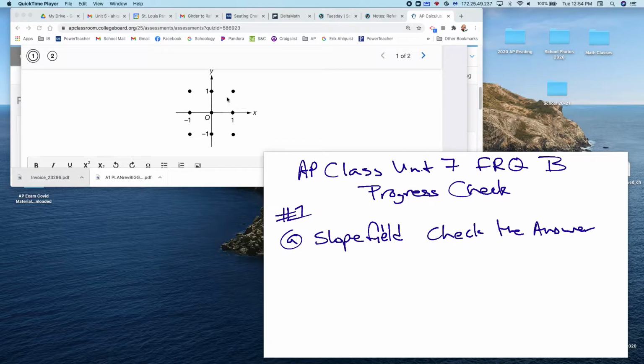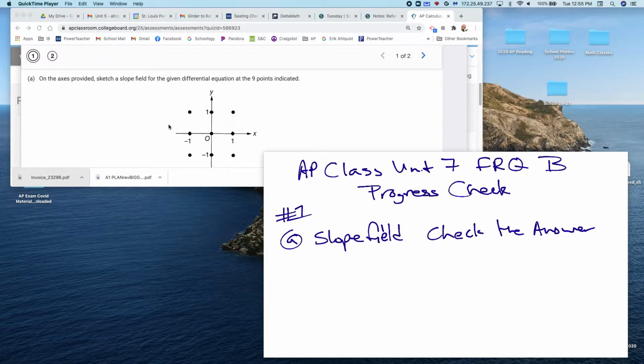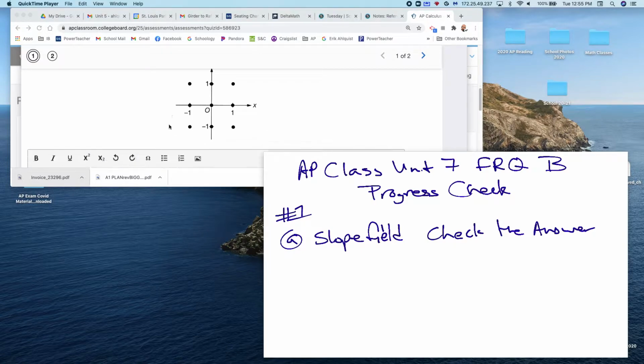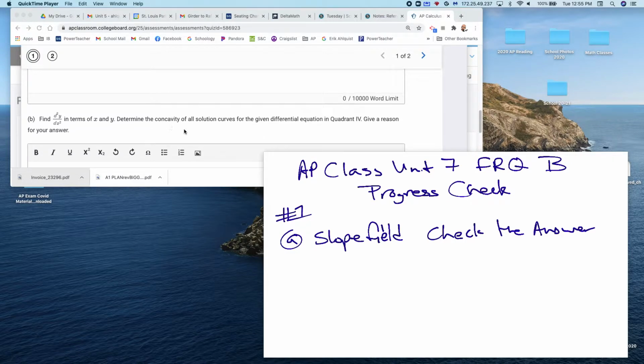It should be pretty straightforward. You shouldn't have a problem making the slopes based on this differential equation, so I'm not going to really do that one. If you need help drawing those slopes, let me know and I'll assist you individually. Part B is find the second derivative. So that's the first thing you have to do. So let's do that.